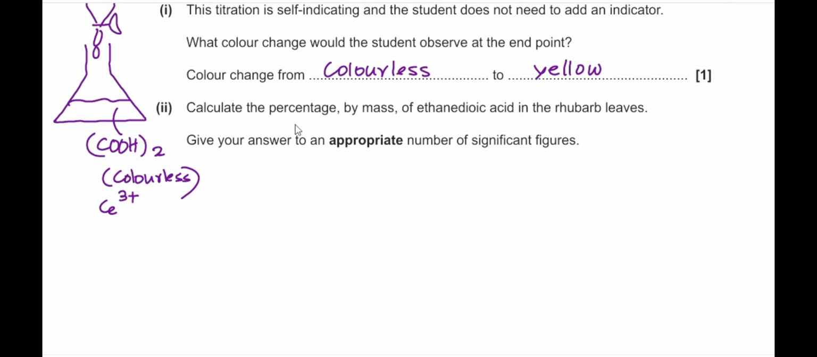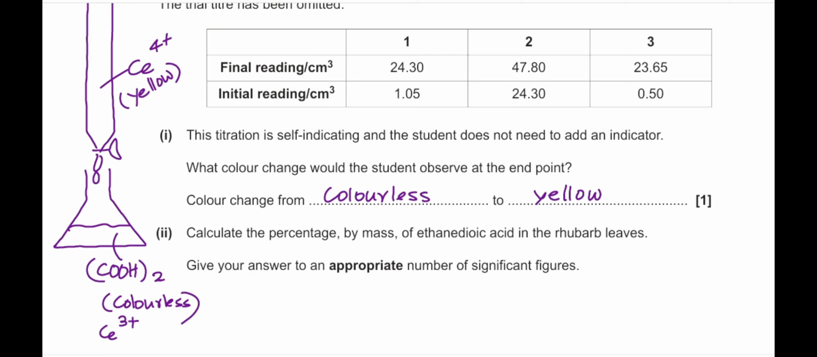Part 2. Calculate the percentage by mass of ethane dioic acid in the rhubarb leaves. Give your answer to an appropriate number of significant figures. Firstly, let us calculate the titer volume. So titer values are final reading minus the initial reading. So this is 23.25, and this is 23.50. Okay, and the last one is 23.15.